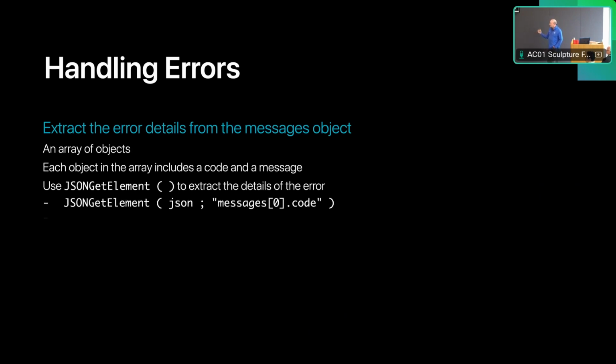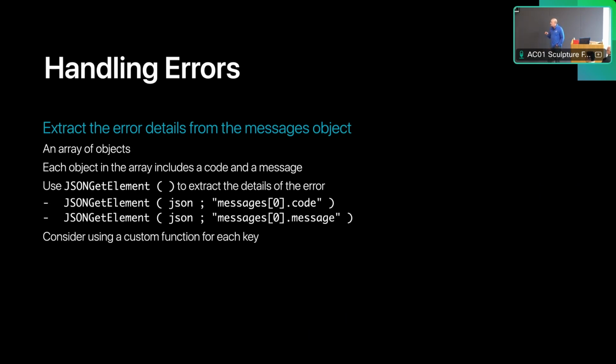And if you want to use the JSON get element to pull the error details out of your message, you would use code that looks like this. Just keeping in mind, you do have to have the brackets with your array number to make sure you're getting the proper information out. Now, you may want to consider using a custom function just so you don't have to keep writing that every single time, but that's certainly up to you.